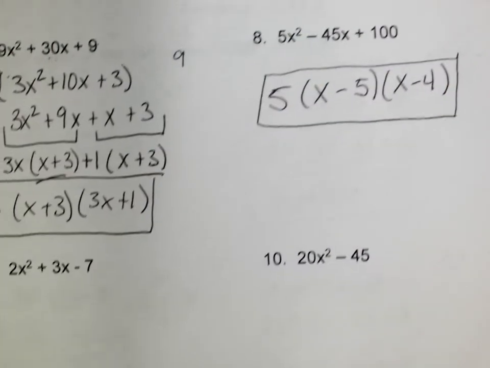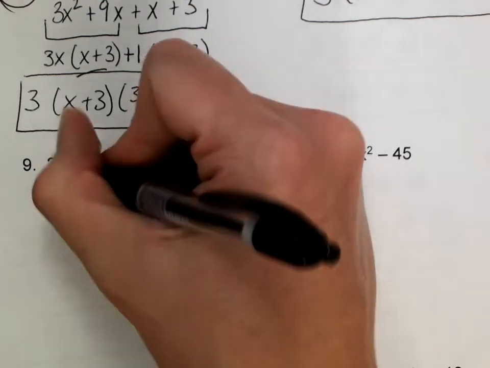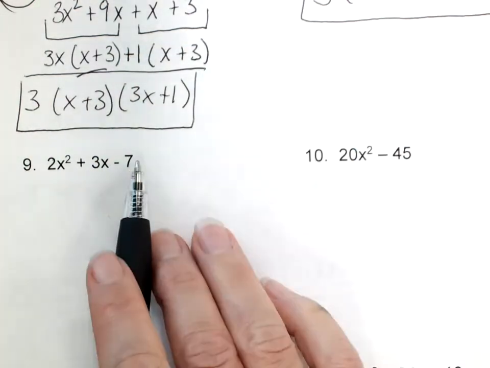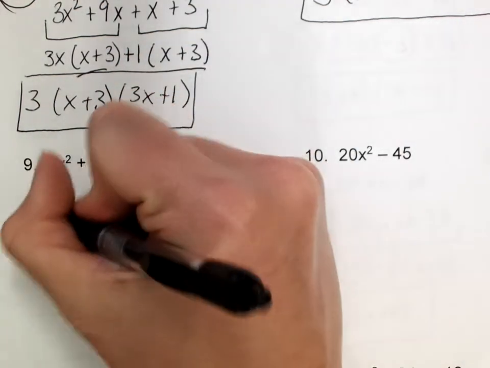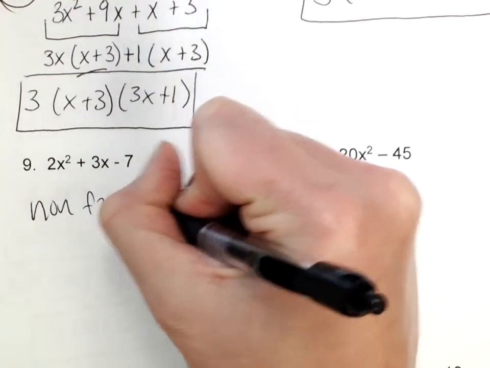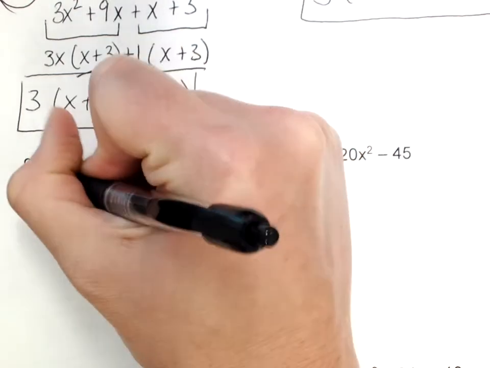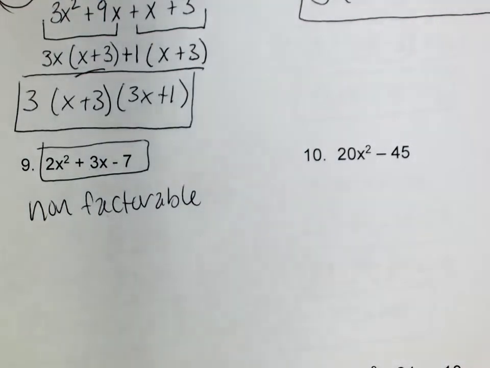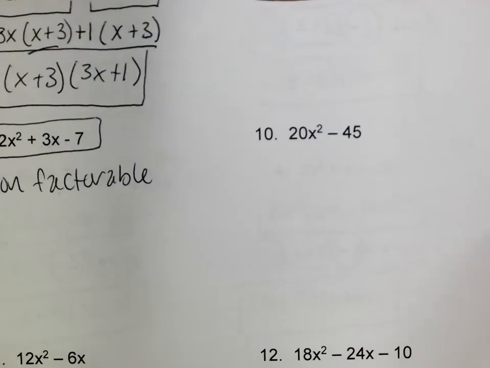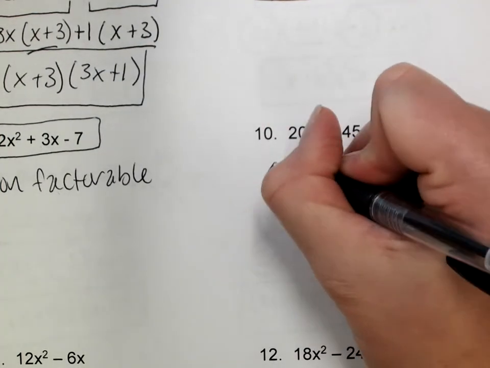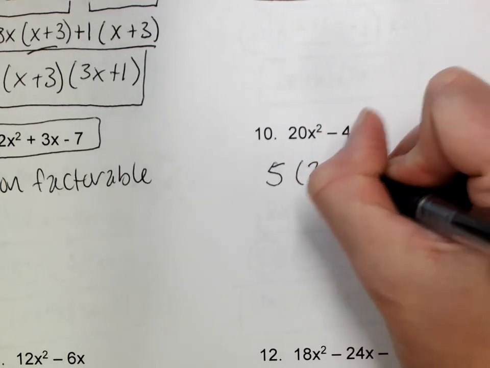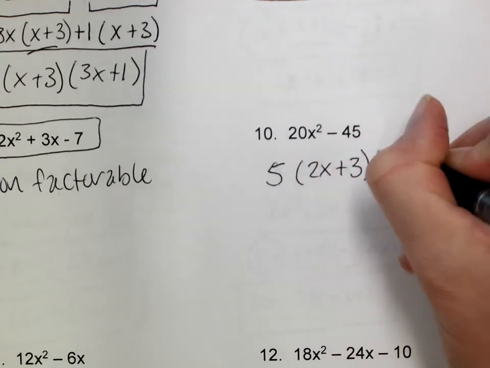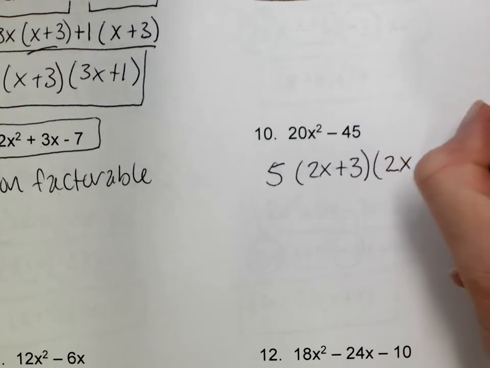Okay. Question number 9 was kind of a tricky one. There's nothing that multiplies to be 14 and subtracts to be 3, so this one's non-factorable. Question number 10, you should have taken the greatest common factor of 5 out first. Then you were left with a difference of 2 squares. Once you factored that out, you should have gotten this solution.